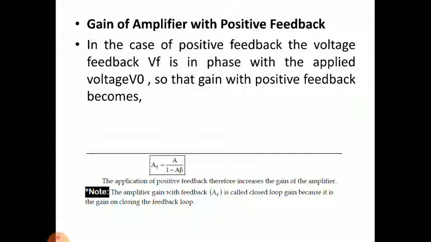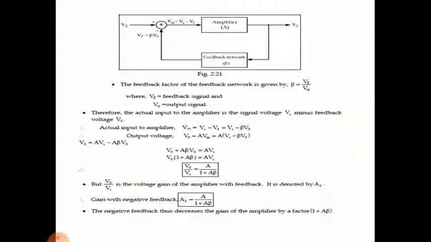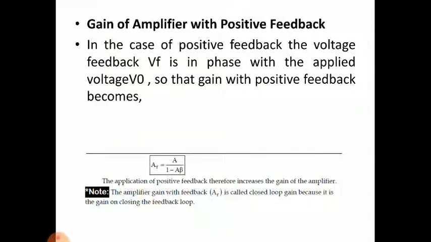1 minus A beta is less than 1, so A divided by something less than 1 will be more than A. The application of positive feedback therefore increases the gain of the amplifier. Application of negative feedback decreases the gain of the amplifier. The amplifier gain with feedback is called closed loop gain. This is a very important term. AF is also called closed loop gain, because it is the gain on closing the feedback loop.